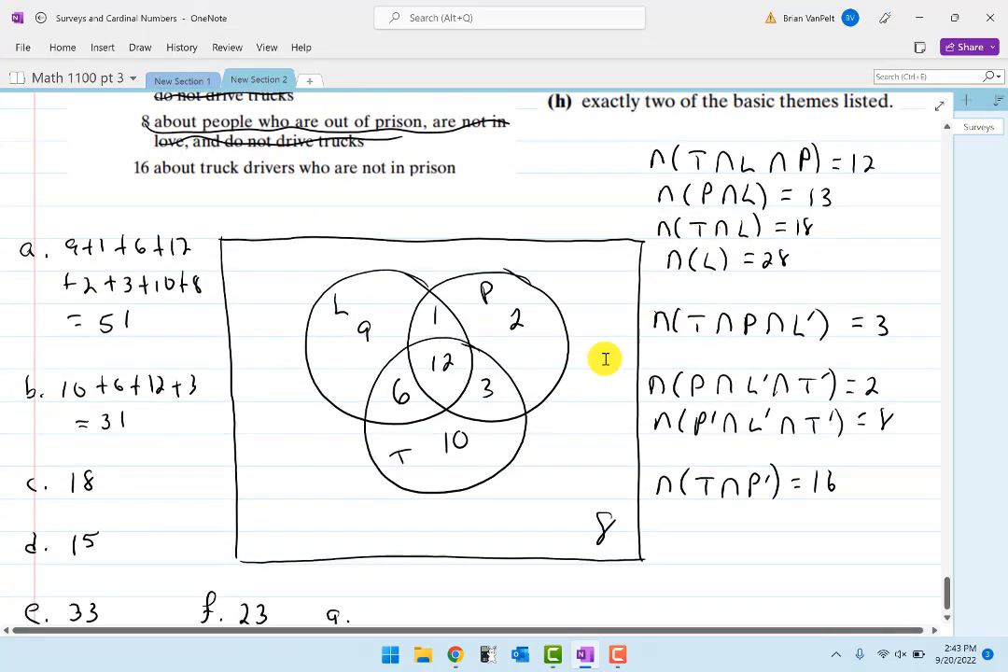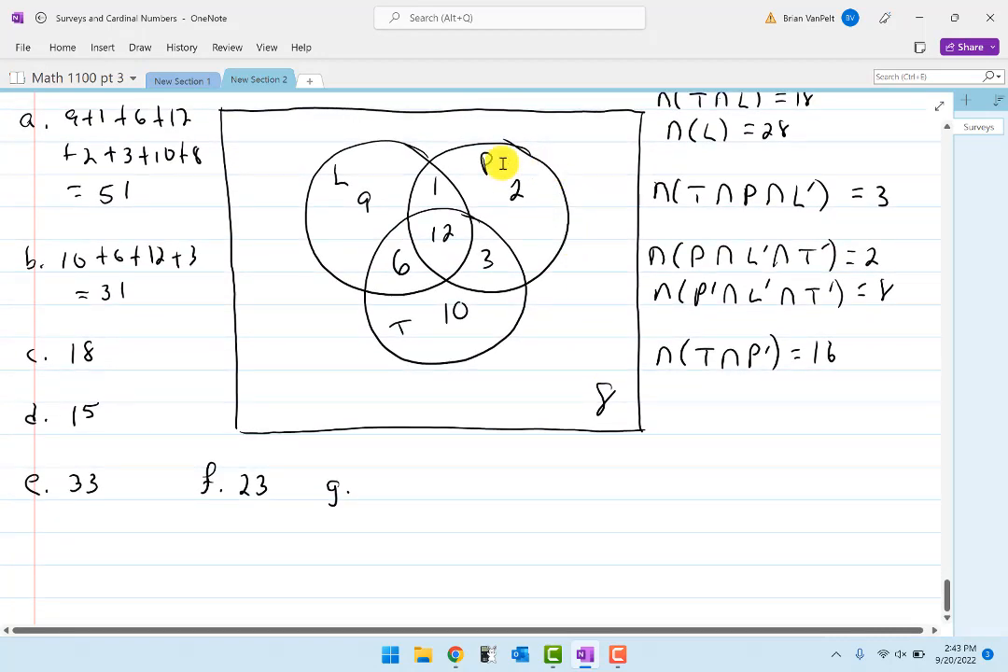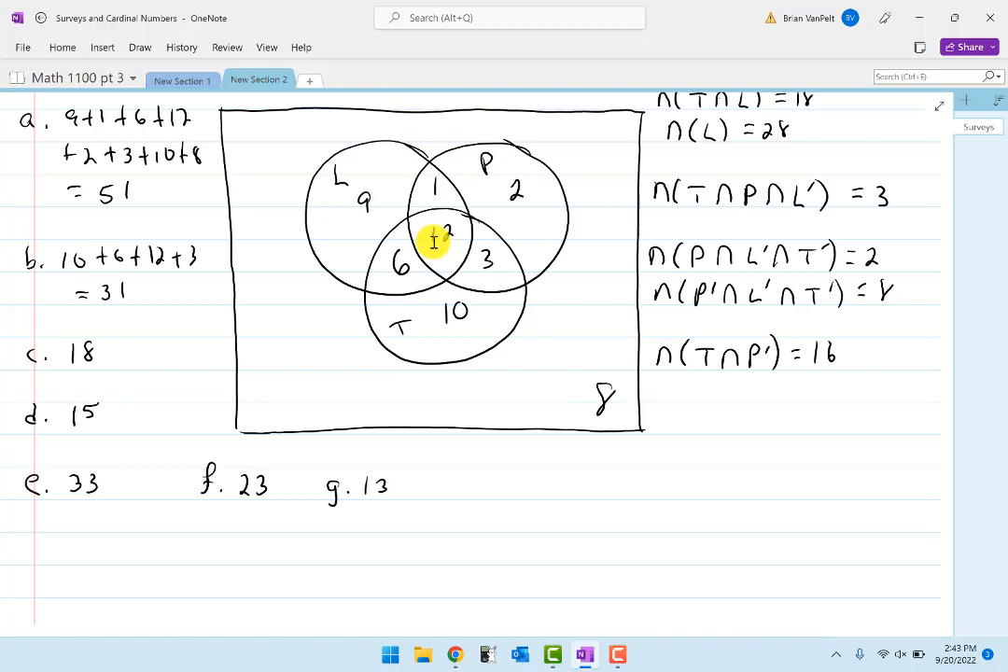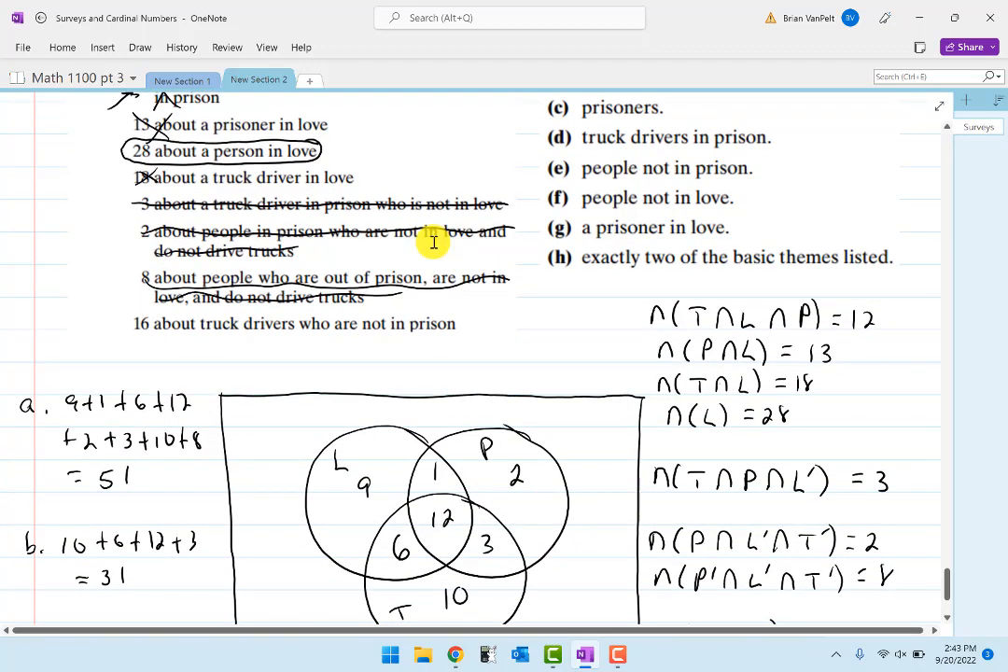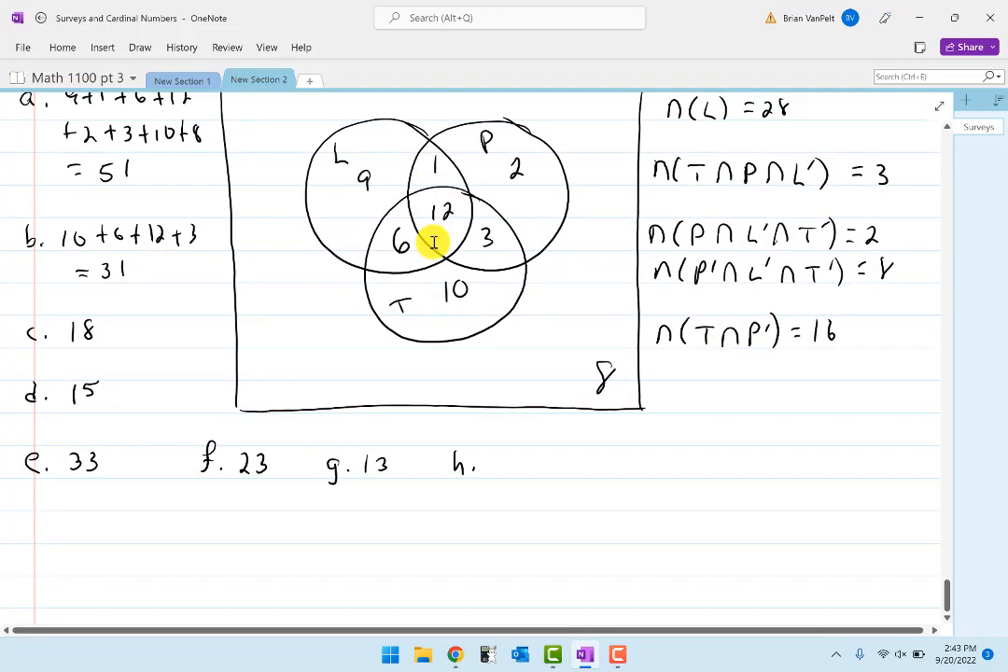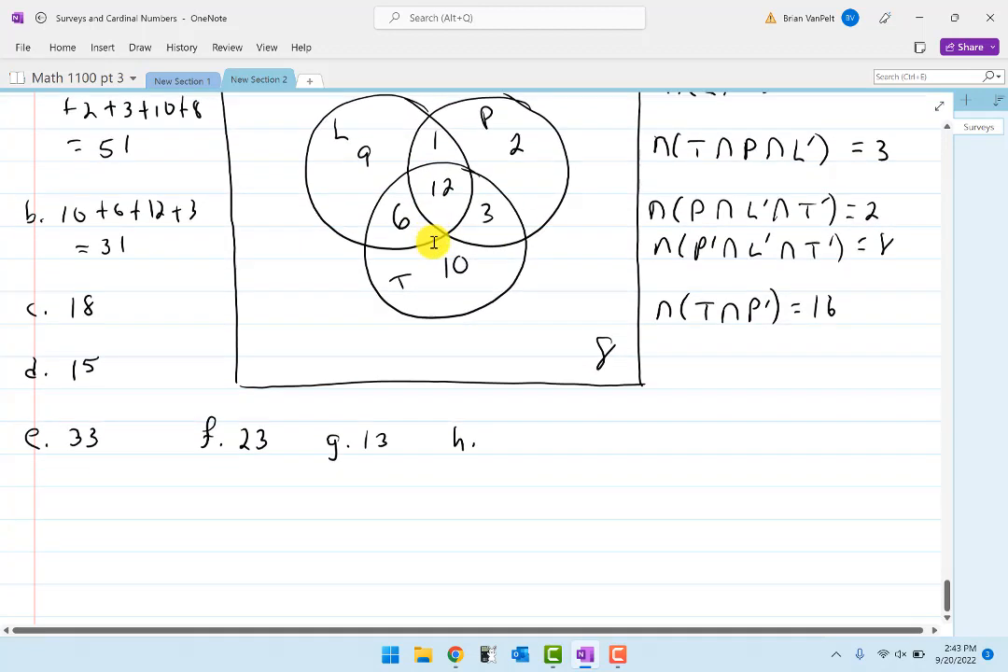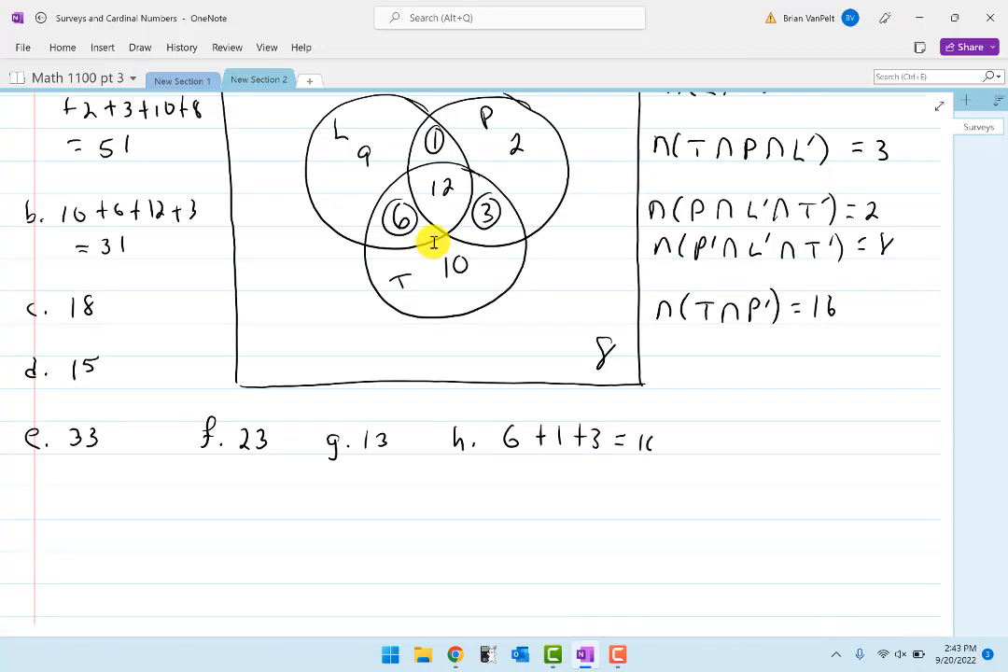Part G is a prisoner in love. That's these. That's a total of 13. And then finally H, exactly 2 of the basic themes listed. That would be this, this, and this, for a total of 10.